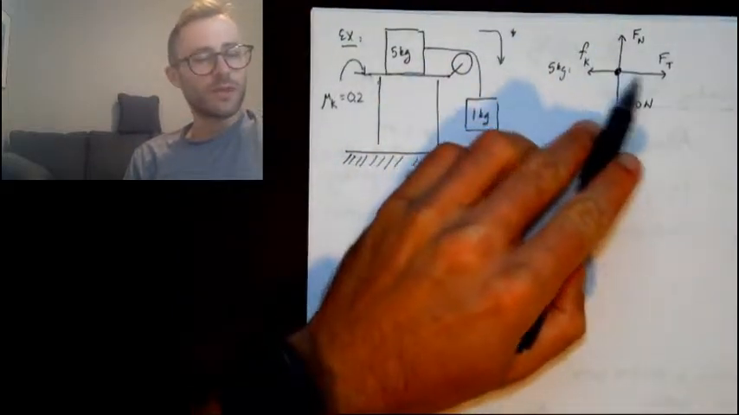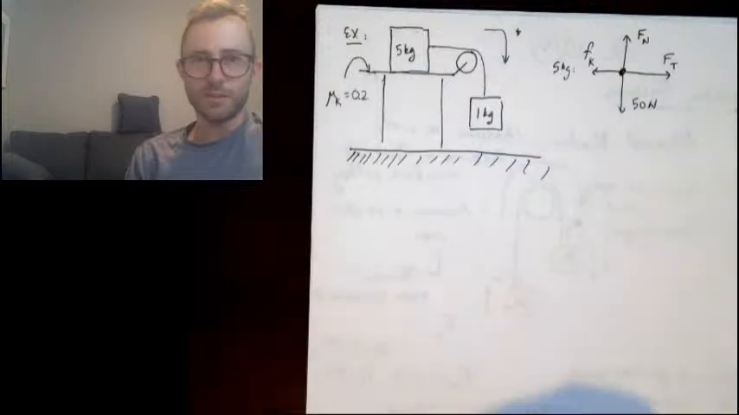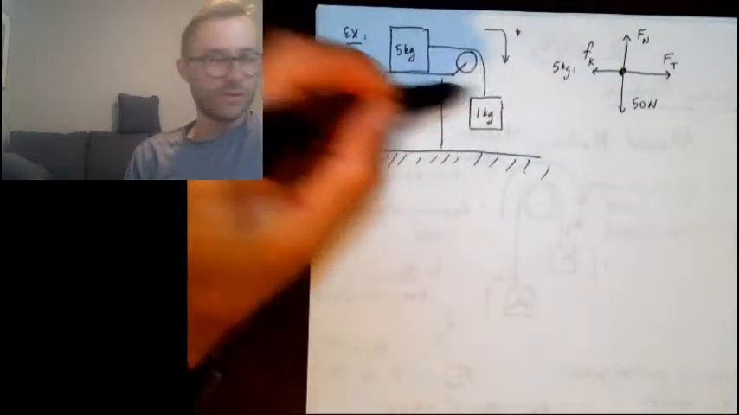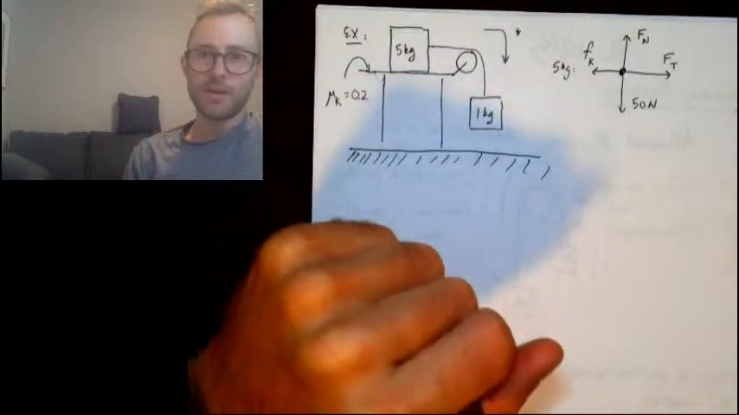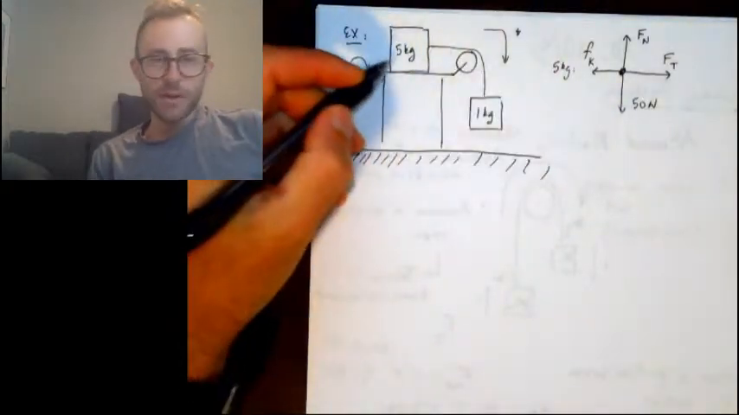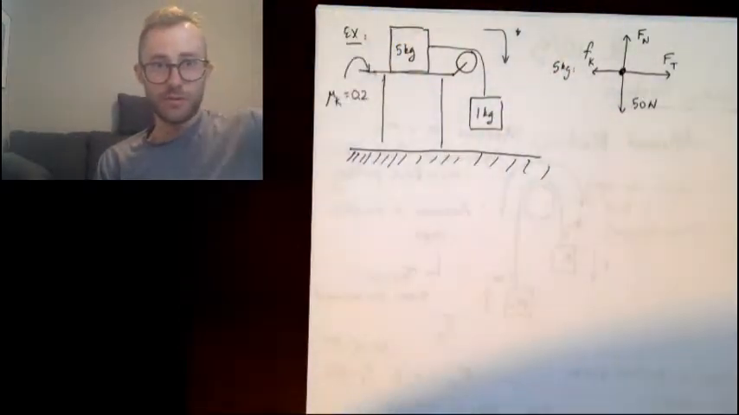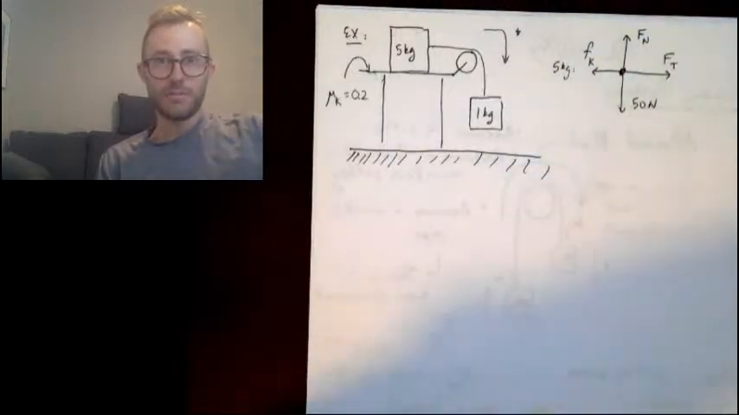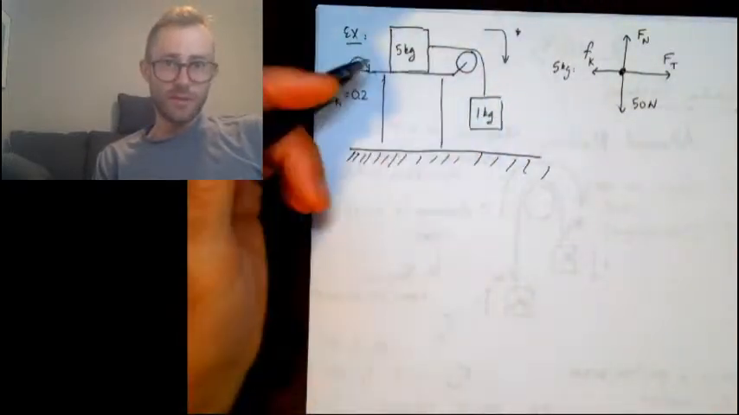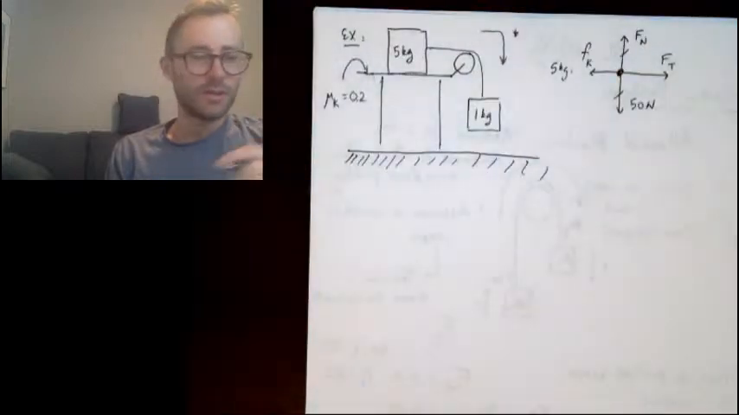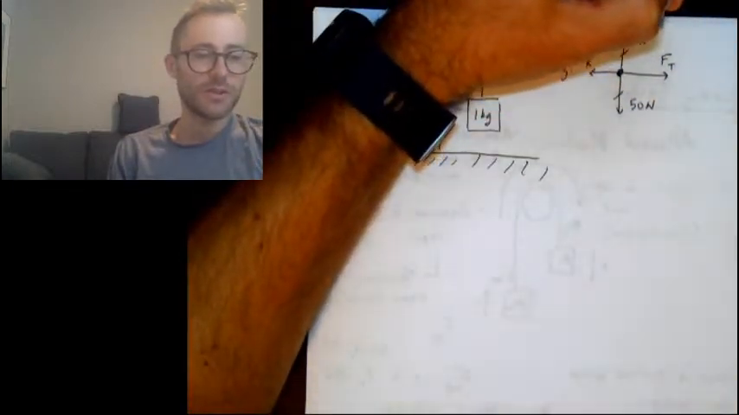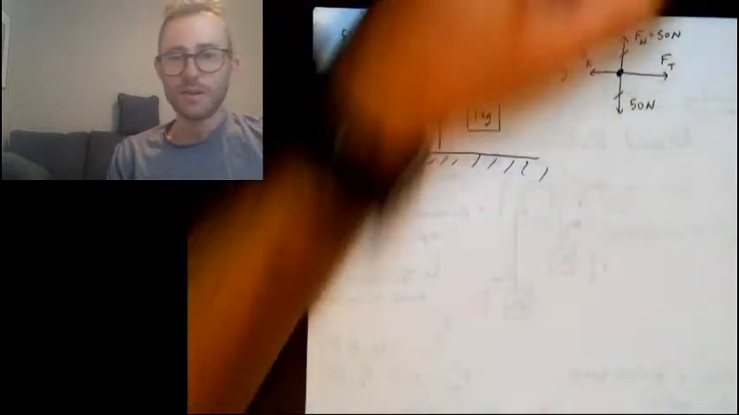Notice how I have force of tension bigger than kinetic friction, because if it wasn't, then the 5 kilogram block wouldn't actually get pulled to the right. Okay? Now, this 5 kilogram block is moving left to right. It's not moving up and down. So that means that the up and down forces have to balance. So those balance. So that means that the normal force is 50 newtons.